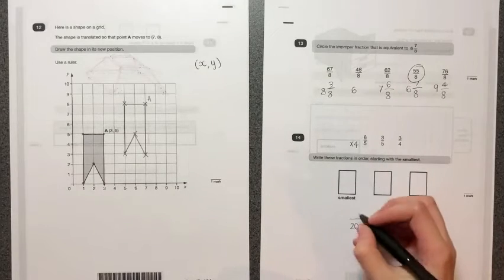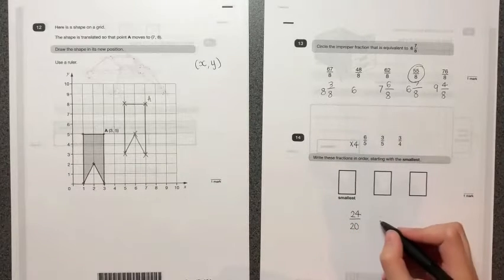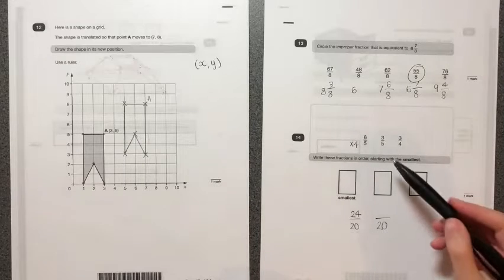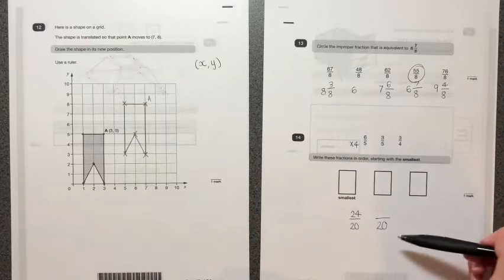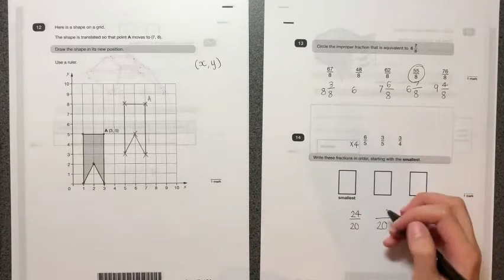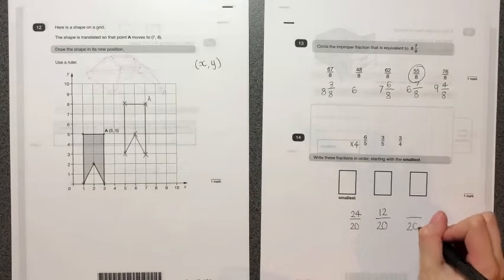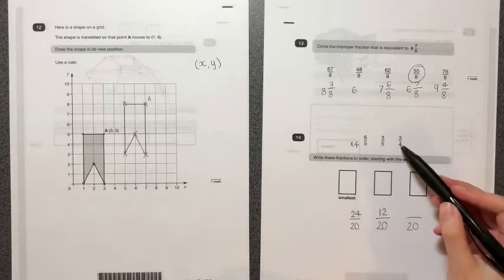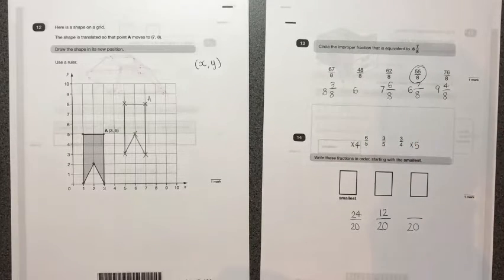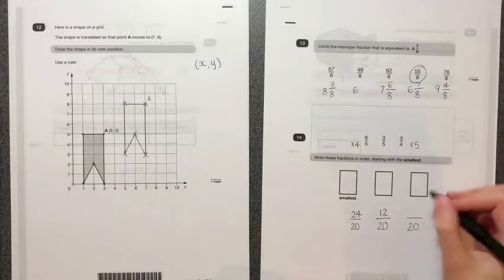6 times by 4 is 24. Now our next one. 5 times by 4 gives us 20. 3 times by 4 gives us 12. And our last fraction, to get from 4 to 20, we have multiplied by 5. We're going to times 3 by 5 as well. 3 times by 5 is 15.